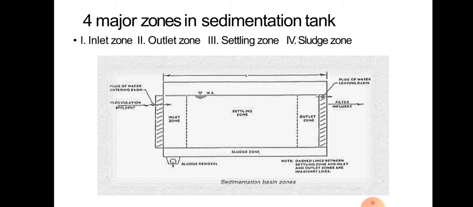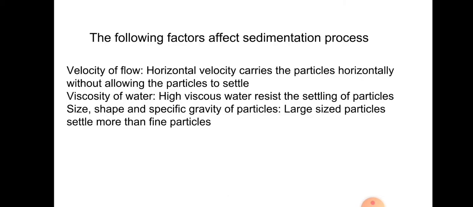Now coming to the various major zones that are present in the sedimentation tank, which we have already discussed. There are mainly 4 zones, namely the inlet zone, the settling zone, the sludge zone, and the outlet zone. Also we discussed the various types of settling, and also we have seen that in the treatment of water mainly we will be dealing with type 1 settling, that is discrete settling, and then we will also be dealing with type 2 settling, that is hindered settling. So now we'll see what are the factors that affect the sedimentation process.